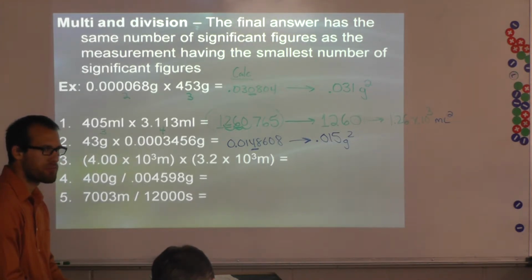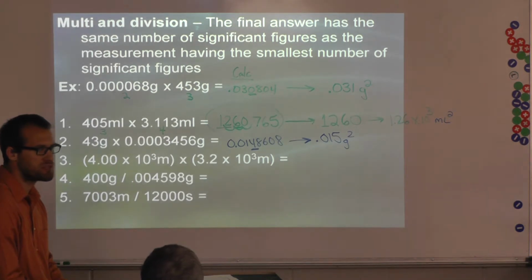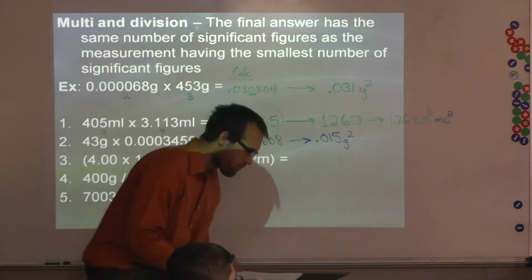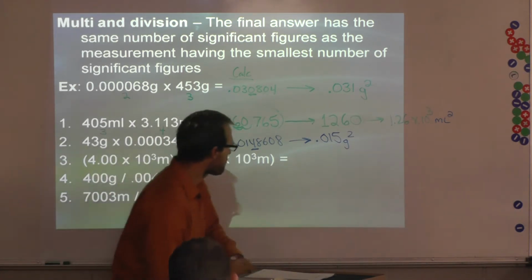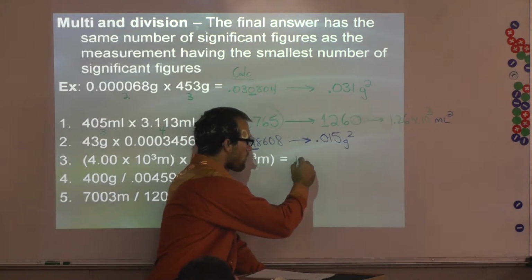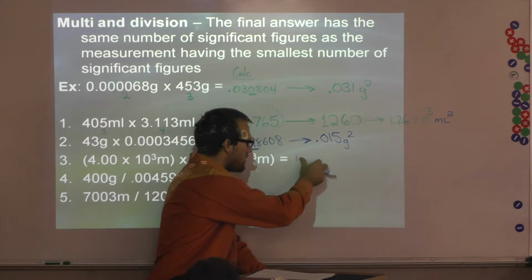You guys ready? Still working? Okay, let's go over this. Let's get the calculator answer for this one. I got 1.3 times 10 to the 7 meters. No, that was mine. I want to know the calculator answer. 128 zeros.